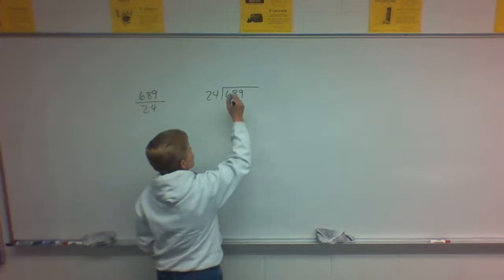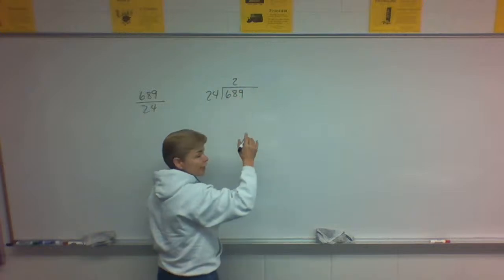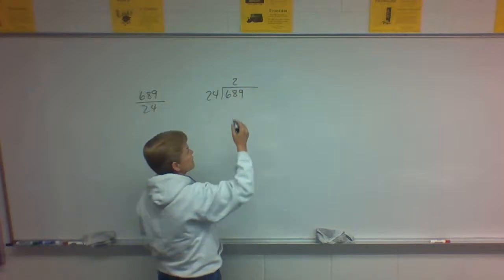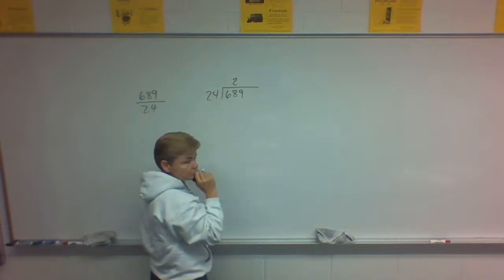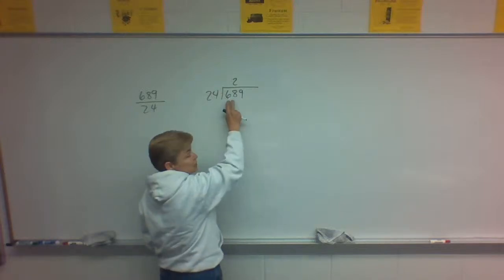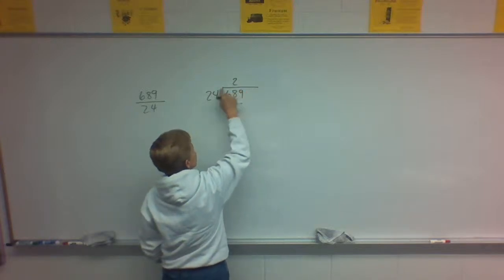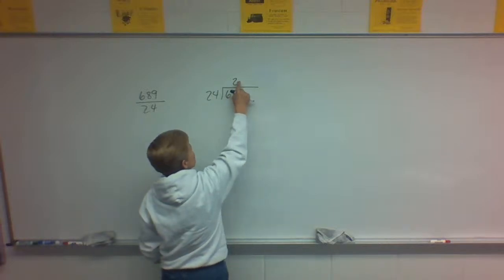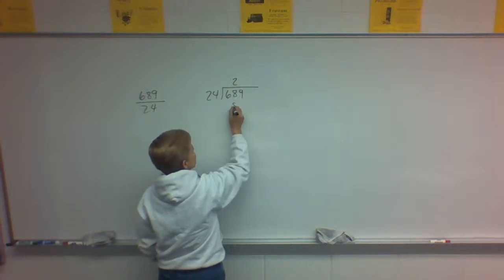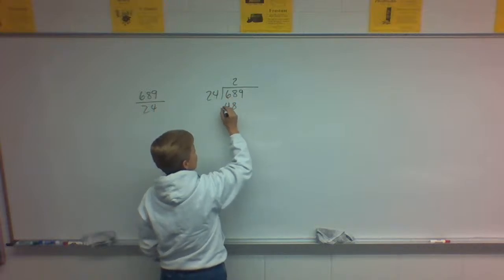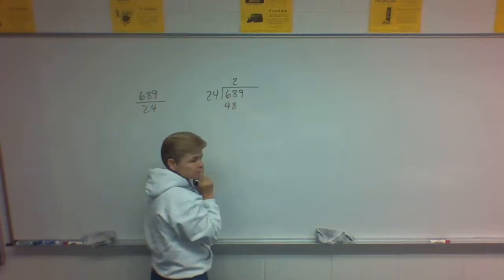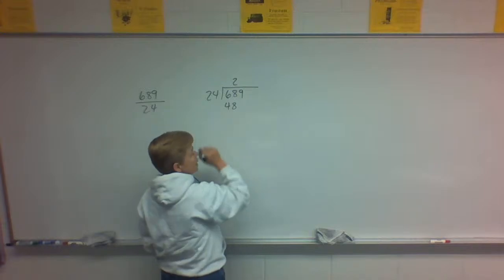Twice? Okay. If I do a 2 right here, then how you check that, or how you write this down to see if you're correct, is you take this number that you decided here times this, to see if you get this. So you take 2 times 24: 2 times 4 is 8, and 2 times 2 is 4. So we get 48 here. Then what? Then you subtract 48 from 68?